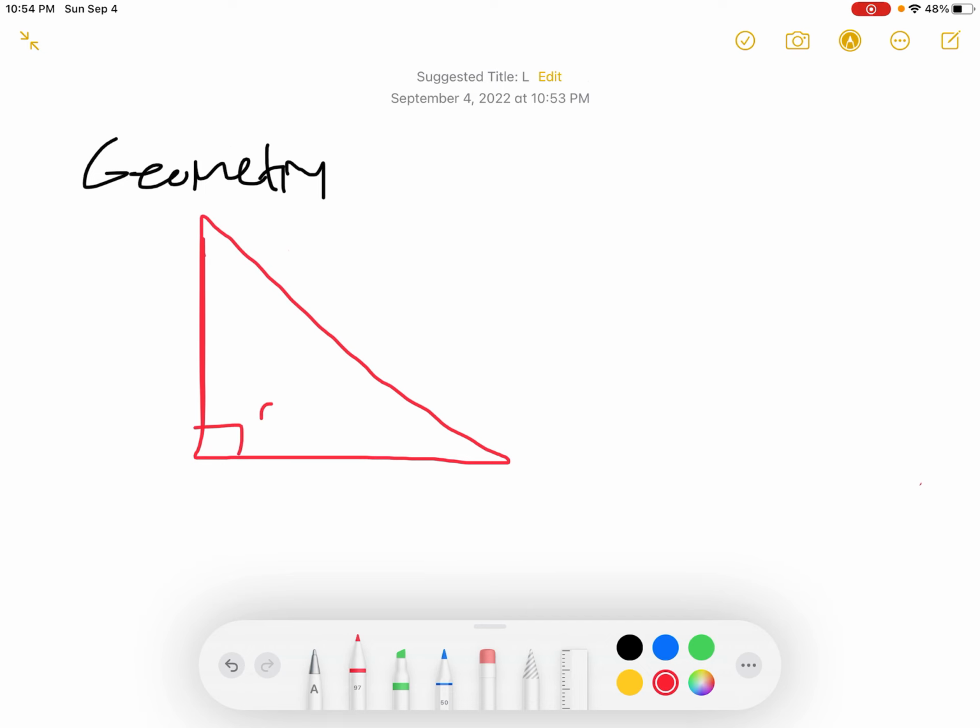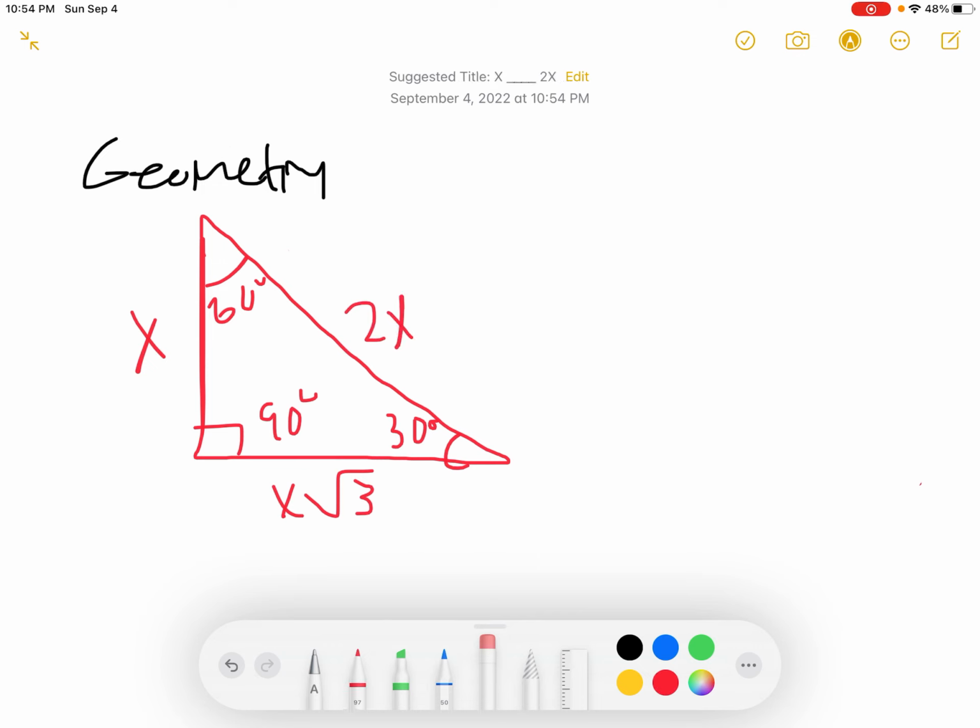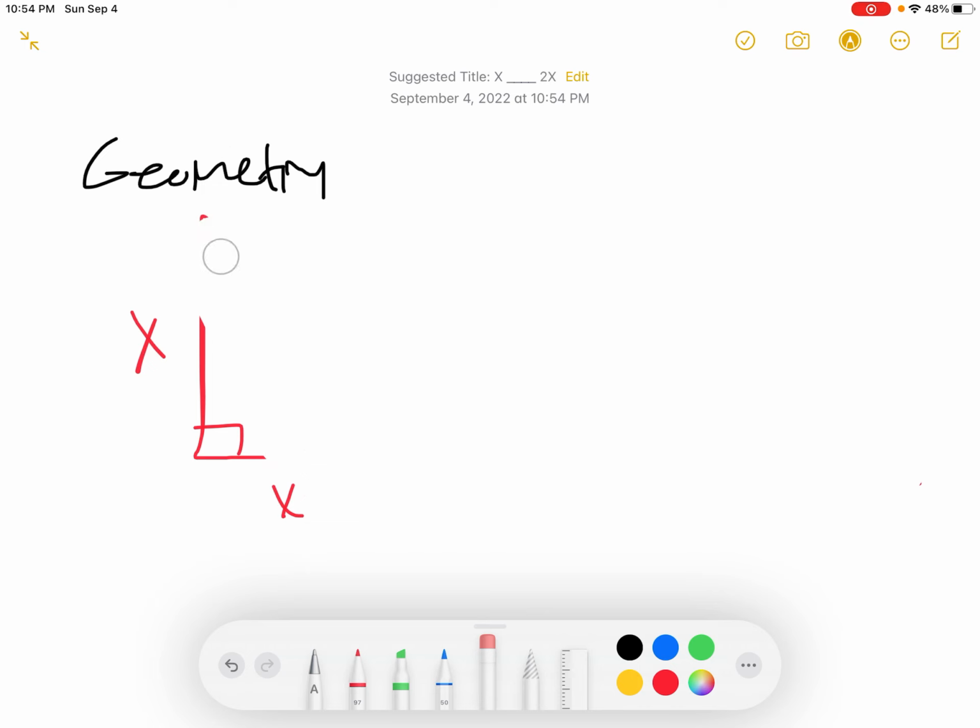It's not to scale, but let's say this is 90, this is 30, this is 60. There can be ones like that. And when it's like this, across from the 30 is x, across from the 60 is x squared to 3, and across from the 90 is 2x. So that would be useful to know too. I would rewind the video and screenshot that if you don't know.